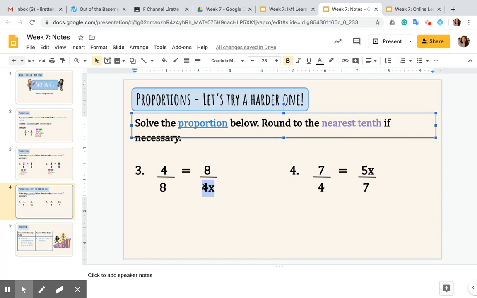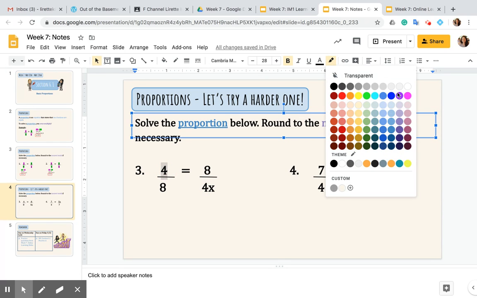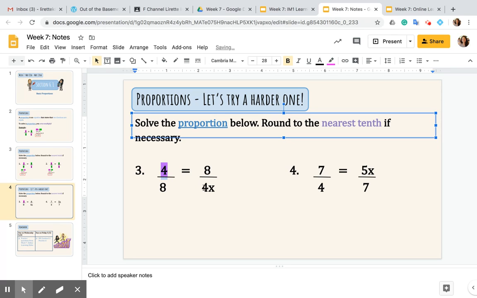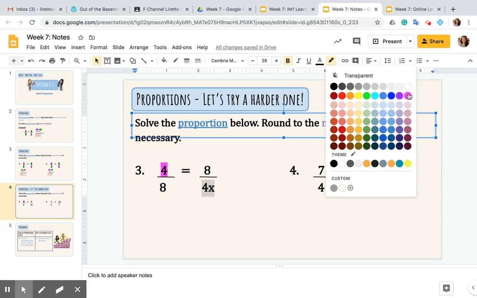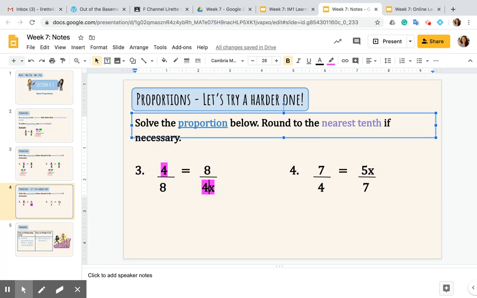What's different is that the variable has a number in front of it. So the only difference that's going to make is when I do my cross product, whatever I multiply with this variable, I need to multiply that number with this as well. Okay, so let me go ahead and highlight. The 4 diagonally across from it is going to get multiplied with the 4x. So not just x, but a 4x. So that means when I do this, I'm going to have to multiply these two 4's together. And then my next cross product is going to be 8 and 8. So let me go ahead and insert a text box.